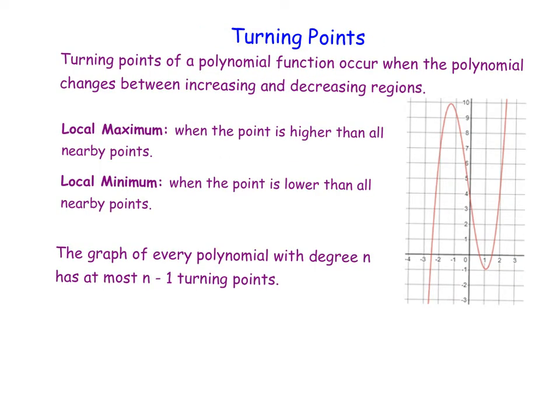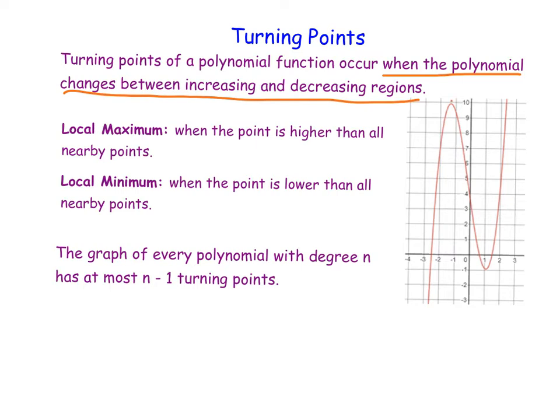In this video, we're also going to take a look at turning points. Turning points of a polynomial are defined as the points when the polynomial changes between increasing and decreasing regions. Now remember, for increasing or decreasing regions, we read a graph from left to right. So we're looking at, as we read the graph from left to right, where does it change either from increasing to decreasing or decreasing to increasing. And those are called our turning points.